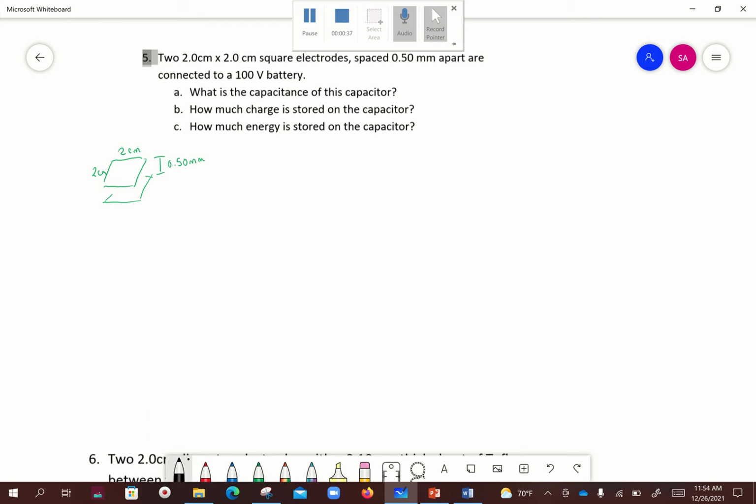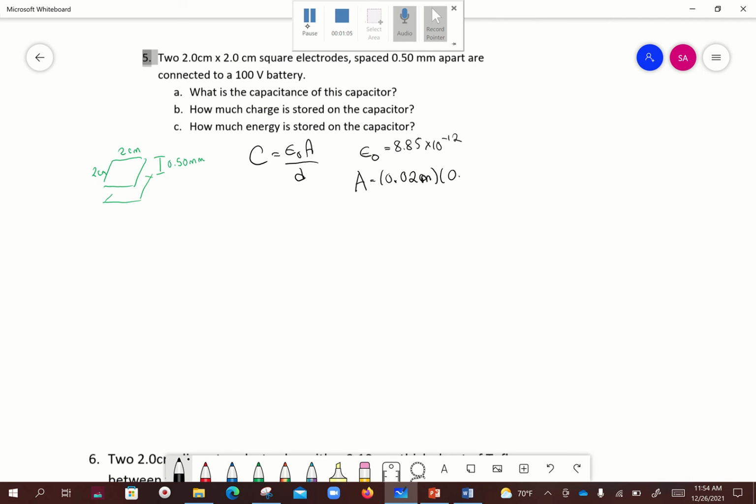All right, so capacitance, the equation is C is equal to epsilon naught A over D. Epsilon 0 is 8.85 times 10 to the minus 12. It's just a constant. A is the area of the plate. So the area of the plate is going to be length times width since it's square. And remember, we've got to put it into meters. So 2 centimeters is 0.02 meters.